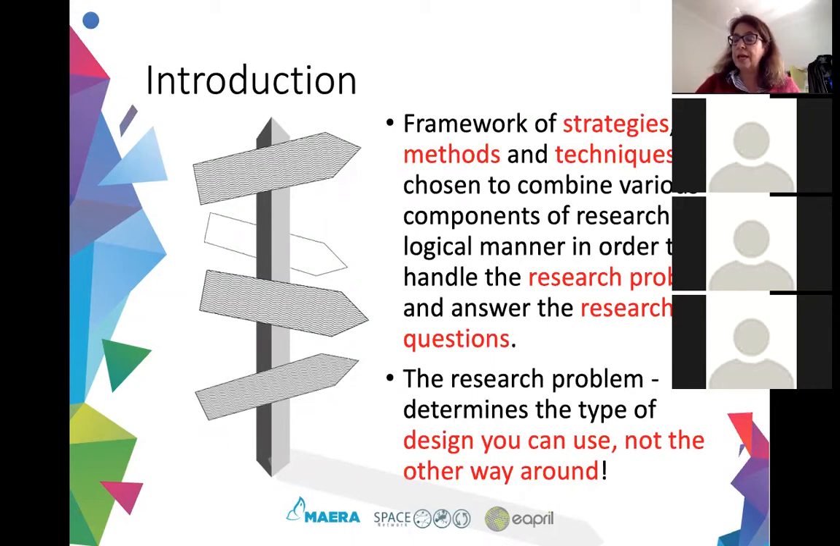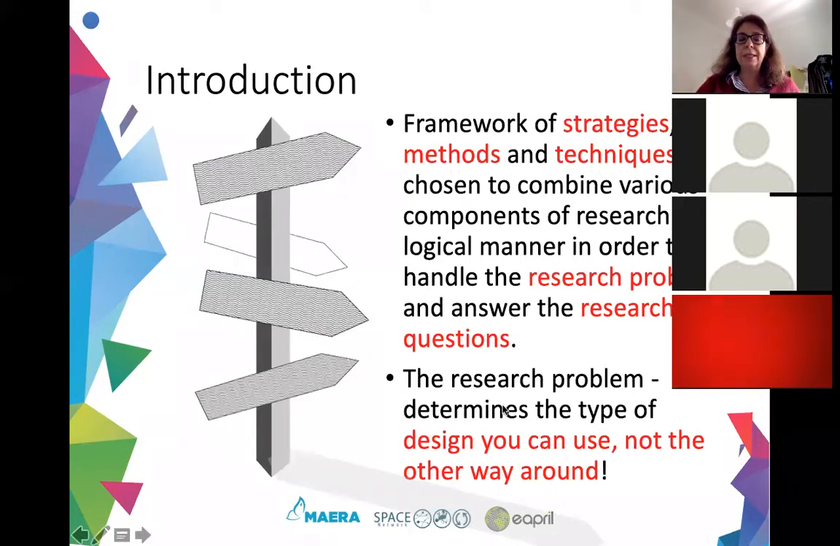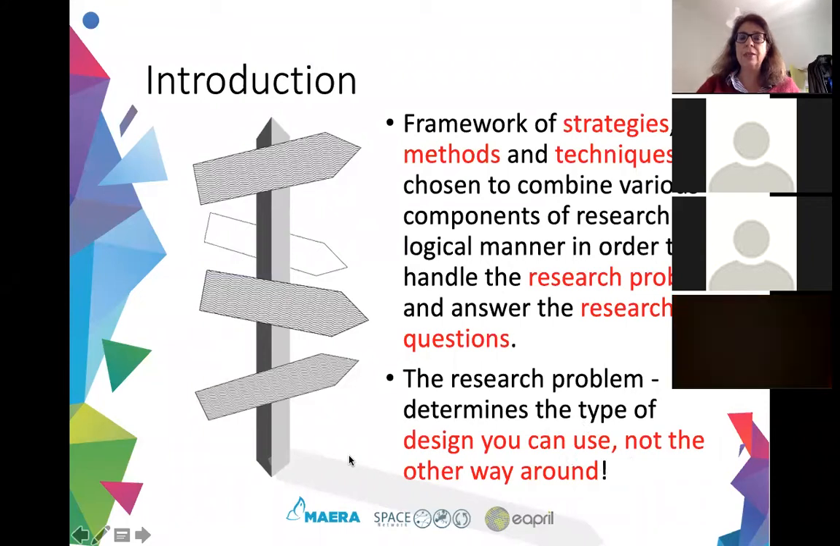And the research problem determines the type of design you can use, and not the other way around. And we will come back to this question that is a really tricky one and where students mostly have problems.